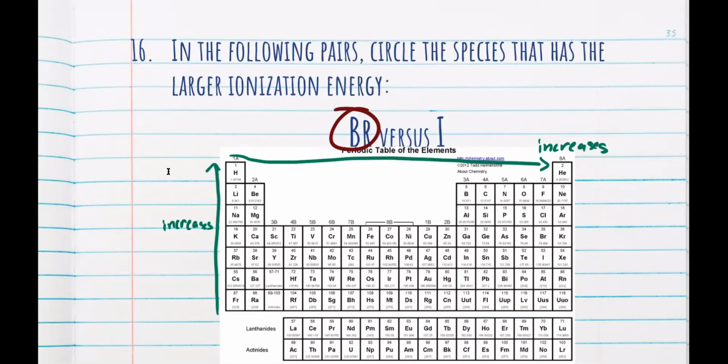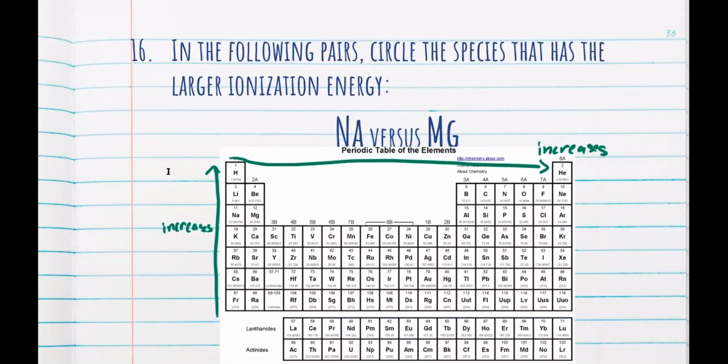Let's move on to our next one. Here we have sodium and magnesium. Magnesium is the one closer to the right. So magnesium is going to have the higher ionization energy.